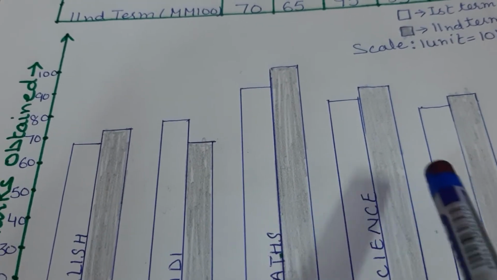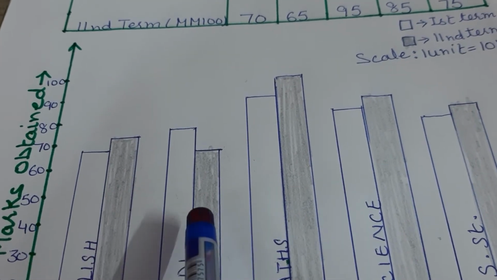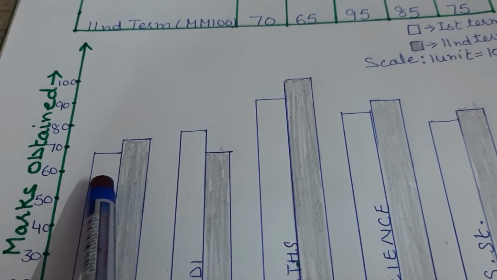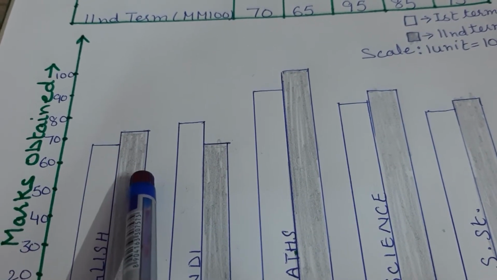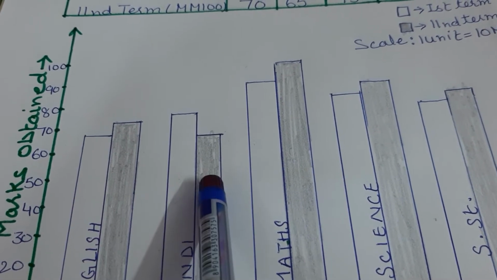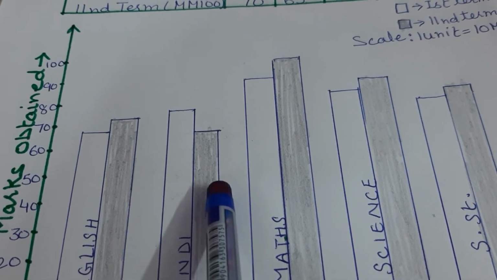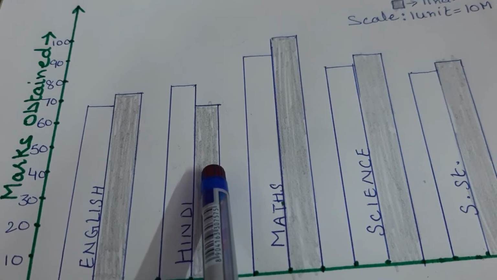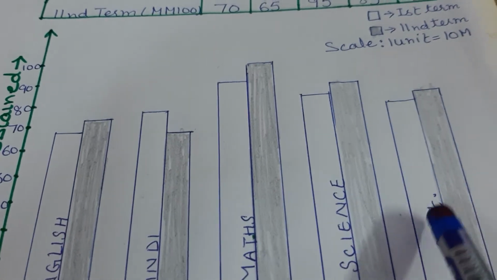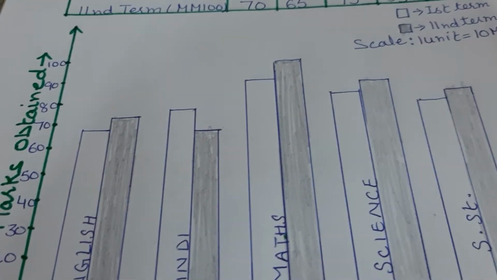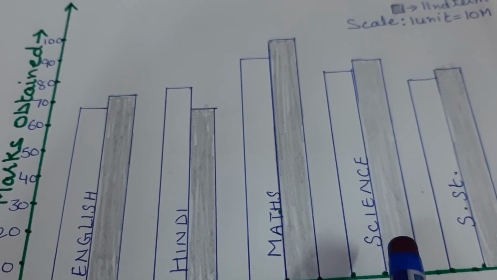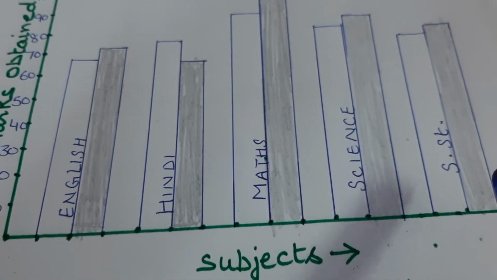See, from the bars you can see where he has improved and where he has gone down. Like here, the first term bar is smaller than the second term bar, so it means there is improvement. Here the second bar is smaller than the first one, so it means he has gone down. In Hindi he has gone down; in maths he has improved, in science he has improved, and in SST also he has improved. So from a double bar graph you can compare the performance of the first term and second term.